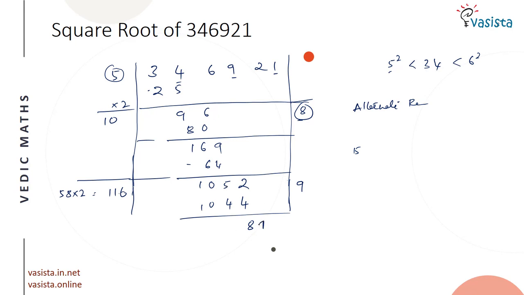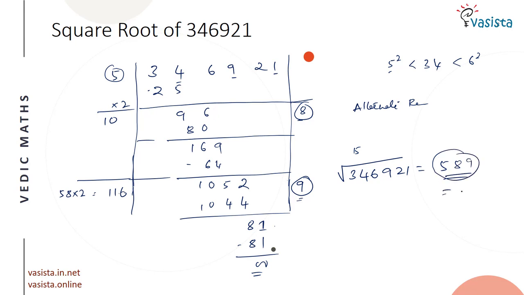So bring down 1. This 81 is nothing but the square of this, that is 9 square is 81. Subtract it, you are going to get 0. So the answer for this, the square root of 346921, is equal to 589. Right? Hope you understood.